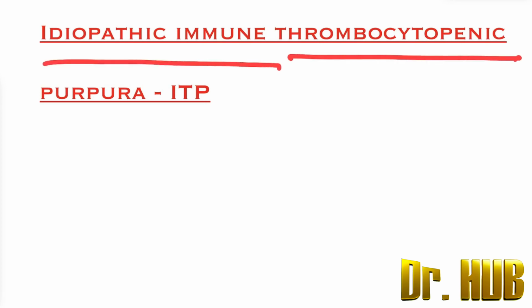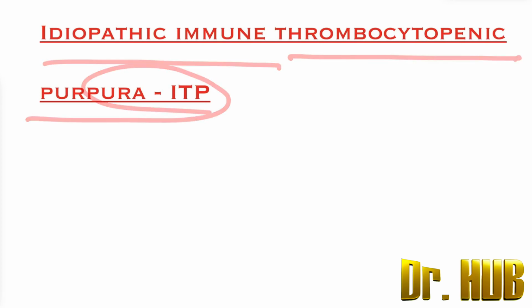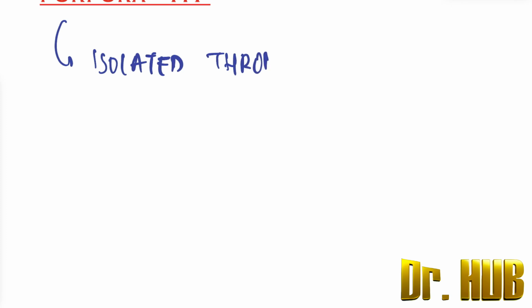Idiopathic immune thrombocytopenic purpura, in short known as ITP. The characteristic here is isolated thrombocytopenia.